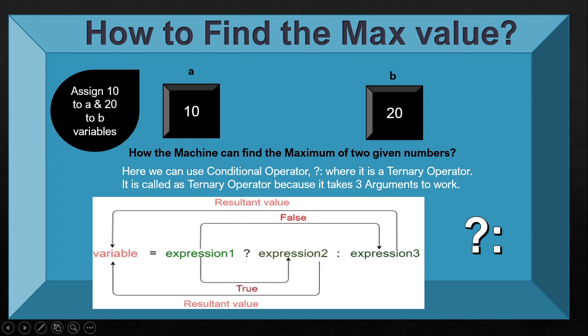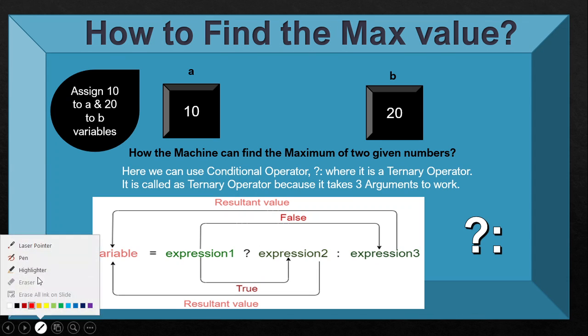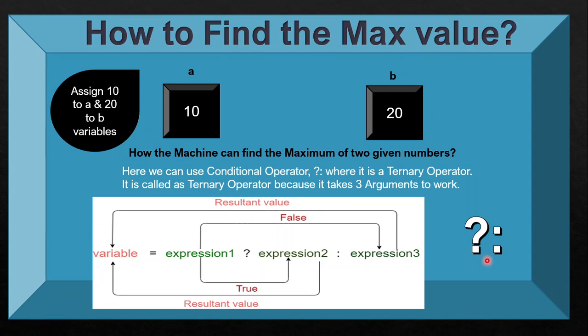If I observe, question mark and colon is the symbol used for the ternary operator, and I have three expressions here: expression 1, expression 2, and expression 3. Here is how it works: whenever expression 1 is true, then expression 2 will be returned to the variable, and whenever expression 1 is false, then expression 3 will be returned to the variable.